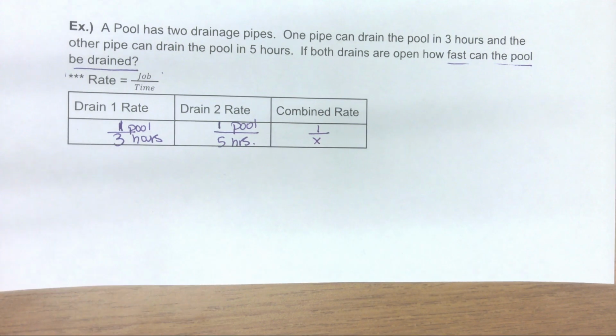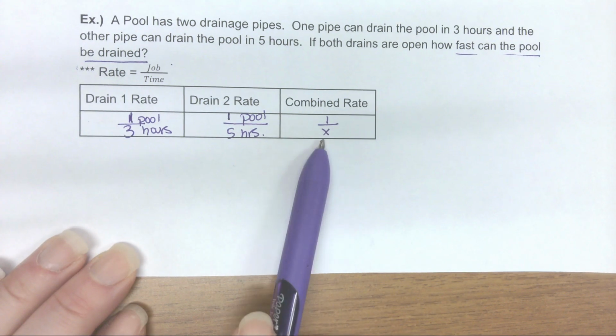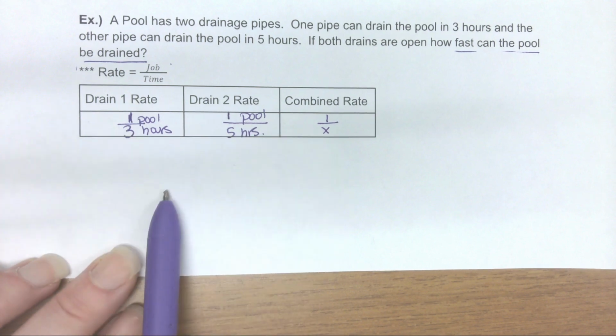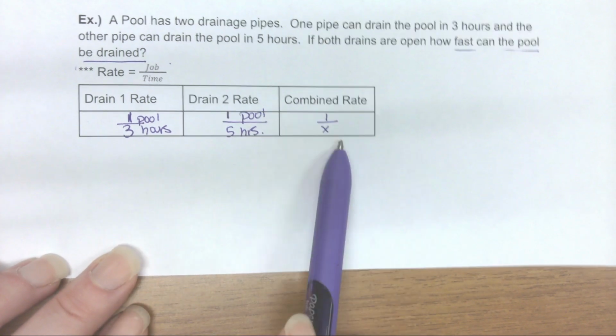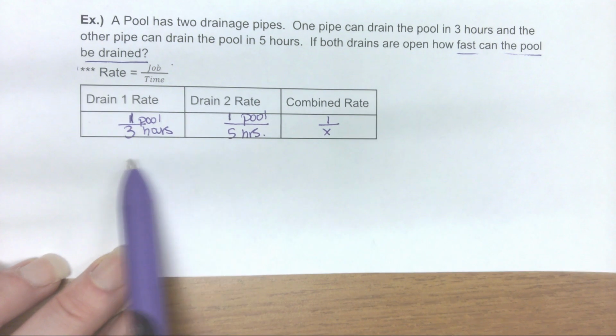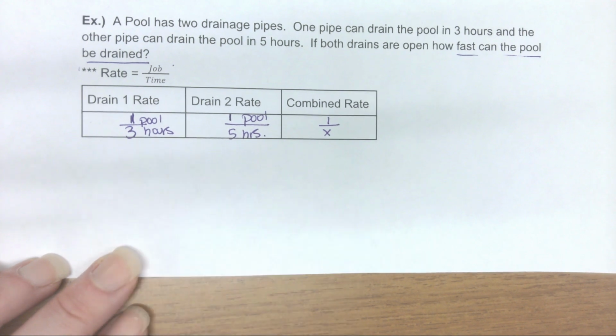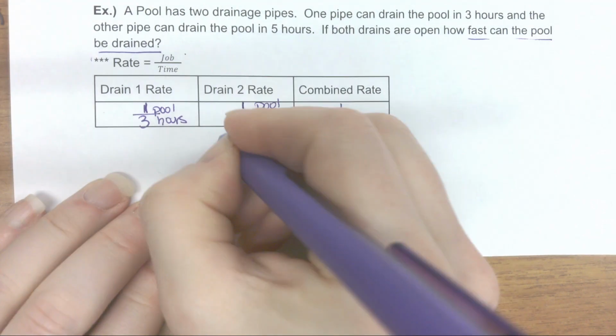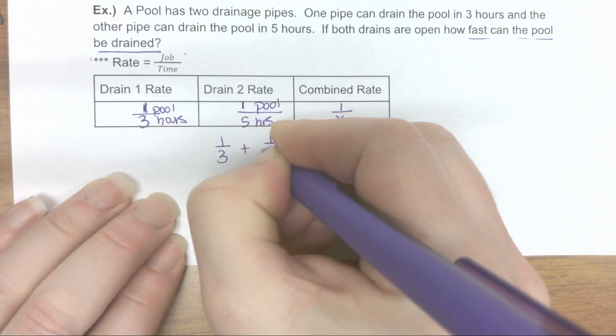When you're solving these types of problems, sometimes it's the combined rate that's unknown. Sometimes it's one of the other rates that's unknown. So sometimes the X will be in the combined part, sometimes it will be with one of the objects or the persons. Would you agree though, if both drains are open, aren't they working together? So the combined rate should be this rate plus this rate equals my combined rate.